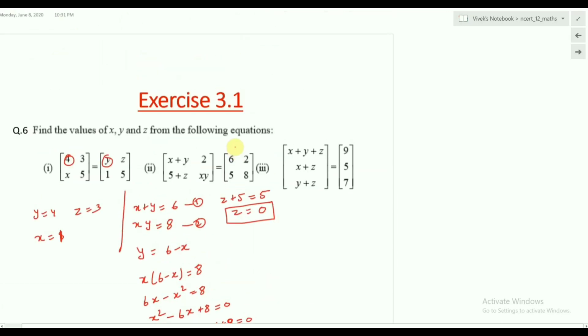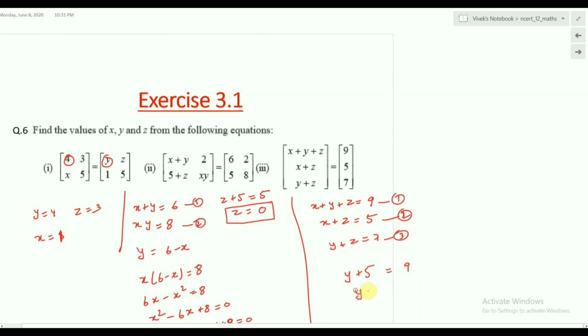Next, third part. For this third part they have given x plus y plus z should be equal to 9, and x plus z should be equal to 5, and y plus z should be equal to 7. These are the three equations, 1, 2 and 3. If you substitute x plus z equal to 5 in equation number 1, we will get y value. So y plus 5 should be equal to 9. So what will be your y value? 9 minus 5, 4. y value we are getting as 4.